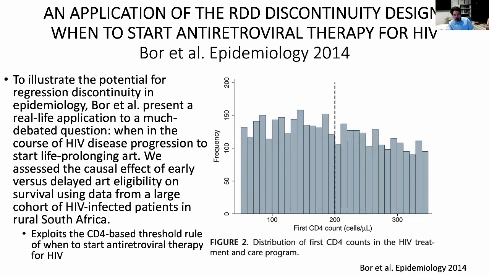So the example I chose to share with you for regression discontinuity design is from the article I gave to Annette and the folks organizing the workshop, by Jacob Bohr. It's really an excellent article. It goes into the methodological details, and it also presents a really nice worked example. They were interested in an application getting at a really pressing question, which was, prior to treat all, when in the course of HIV disease progression should ART be started?